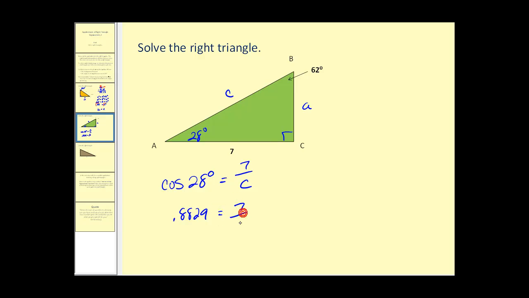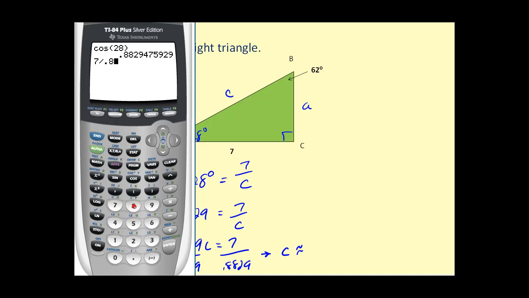So if we multiply both sides by c, we'd have 0.8829c equals 7, so we need to divide. This implies that c is approximately 7.9 units.